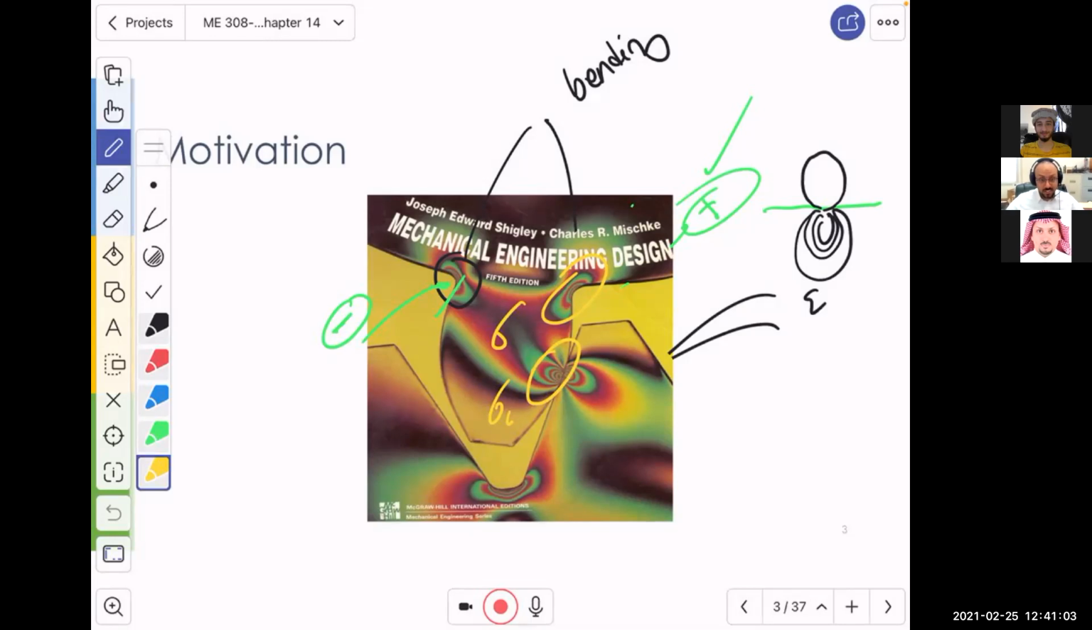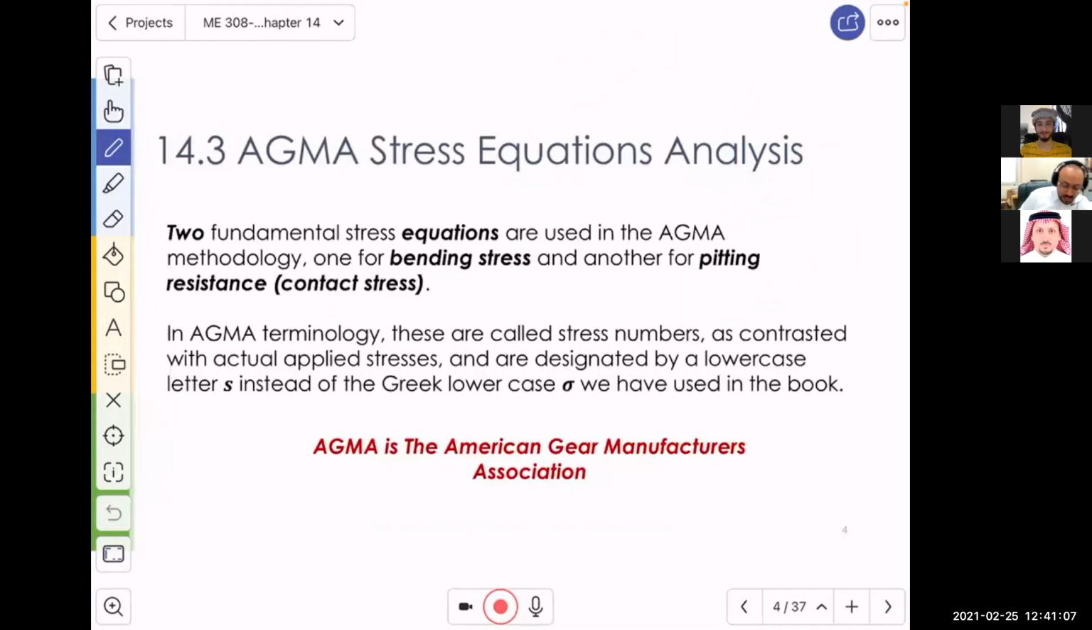Is that clear? So now, the two fundamental equations are the bending stress equation and the pitting resistance. The pitting is this: come and touch, go, touch, go, touch, go. They call it pitting. And it is derived based on the basics of contact stress, which is coming from the contact mechanics.